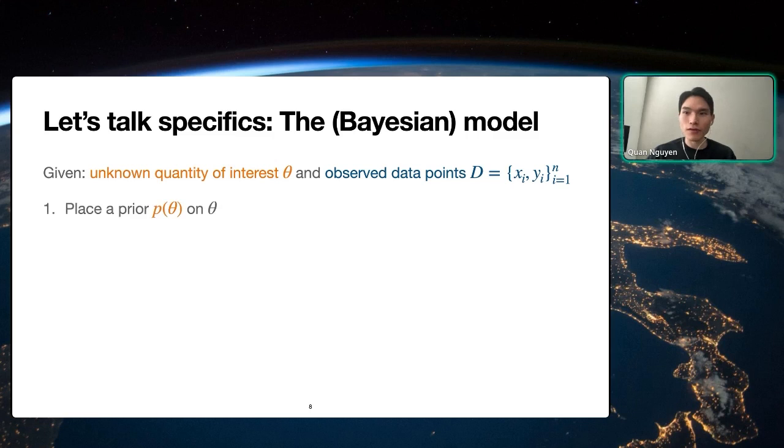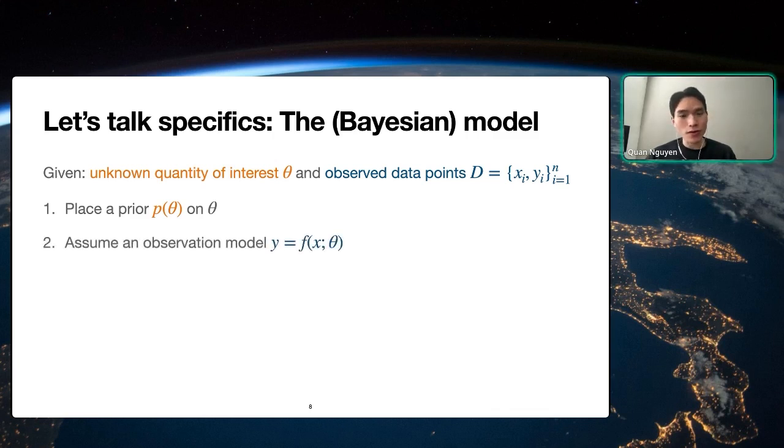Now, what we will do is place a distribution that acts as a Bayesian prior on this quantity that we're interested in, theta. Basically, a prior distribution describes the behavior of theta without any data.